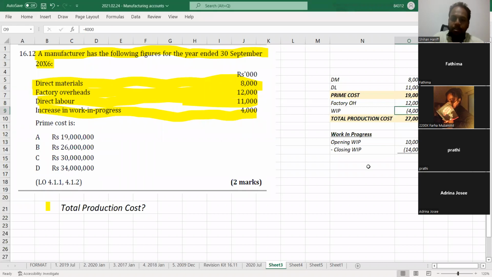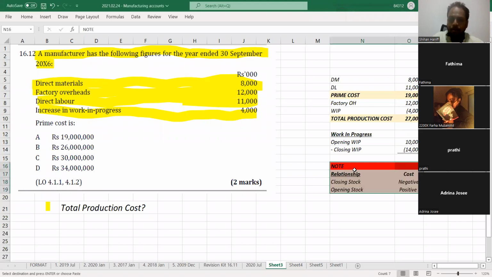So I'll give you a relationship. Write this note. This will be useful for you. The relationship between closing stock and the cost: closing stock has a negative relationship with the cost. That means if the closing stock increases, cost will reduce. That is this scenario. Increase in closing stock will reduce the cost.